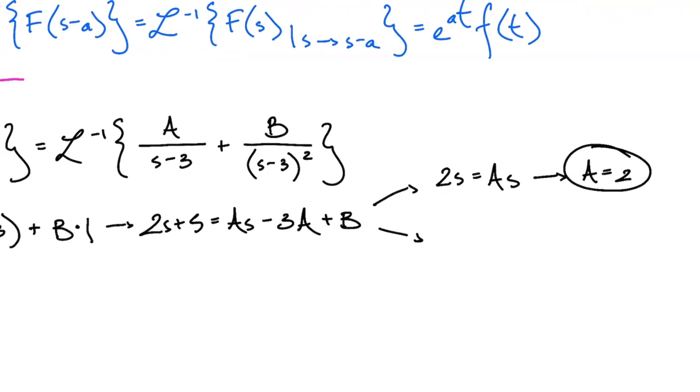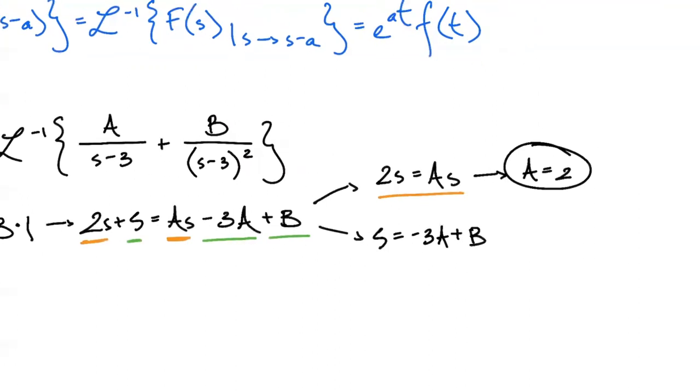And that's just by grouping this one and this one to give us this equation. And then we could group all the constants. So 5 equals negative 3A plus B, right? Since I already know A, I'm going to substitute that in. So I'm going to end up with B equals 11, okay?